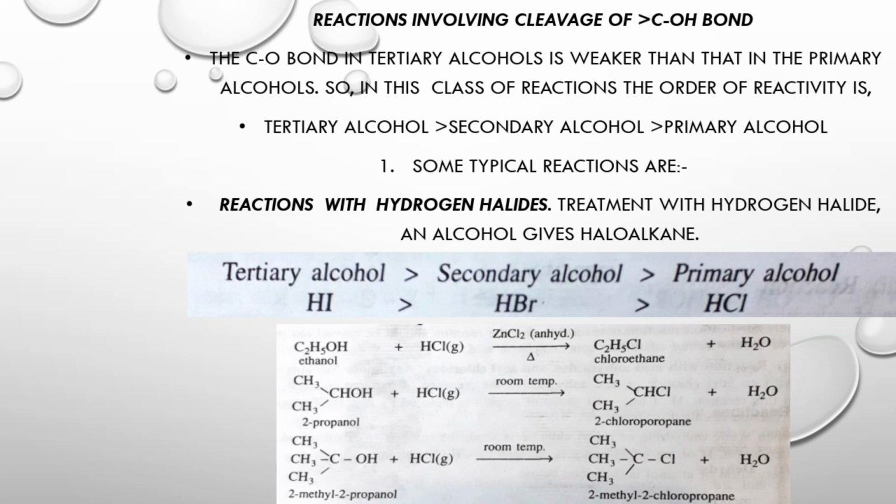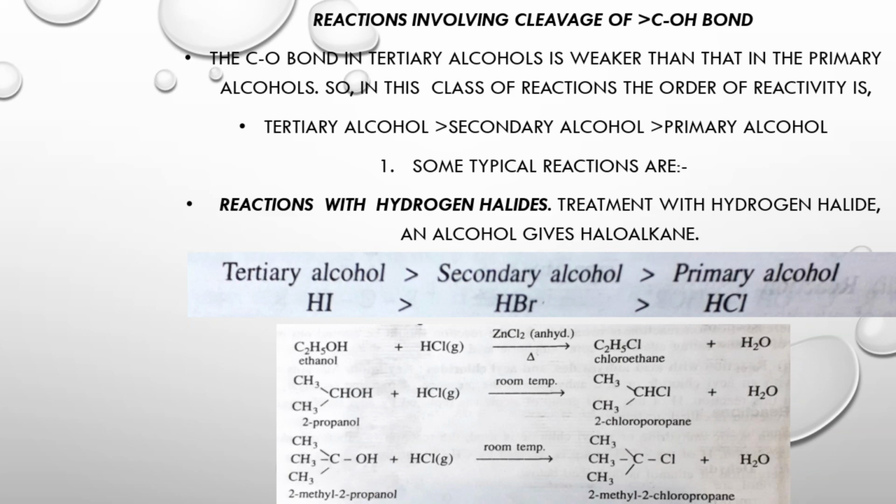Dear friends, in the chemical properties series of alcohols, today we will discuss reactions involving cleavage of the carbon-hydroxyl group bond. The carbon-oxygen bond in tertiary alcohols is weaker than in primary alcohols. As we know, alkyls are electron releasing groups, that is, positive I effect, the inductive effect. In this type of reaction, tertiary alcohols are most reactive and primary alcohols are least reactive.